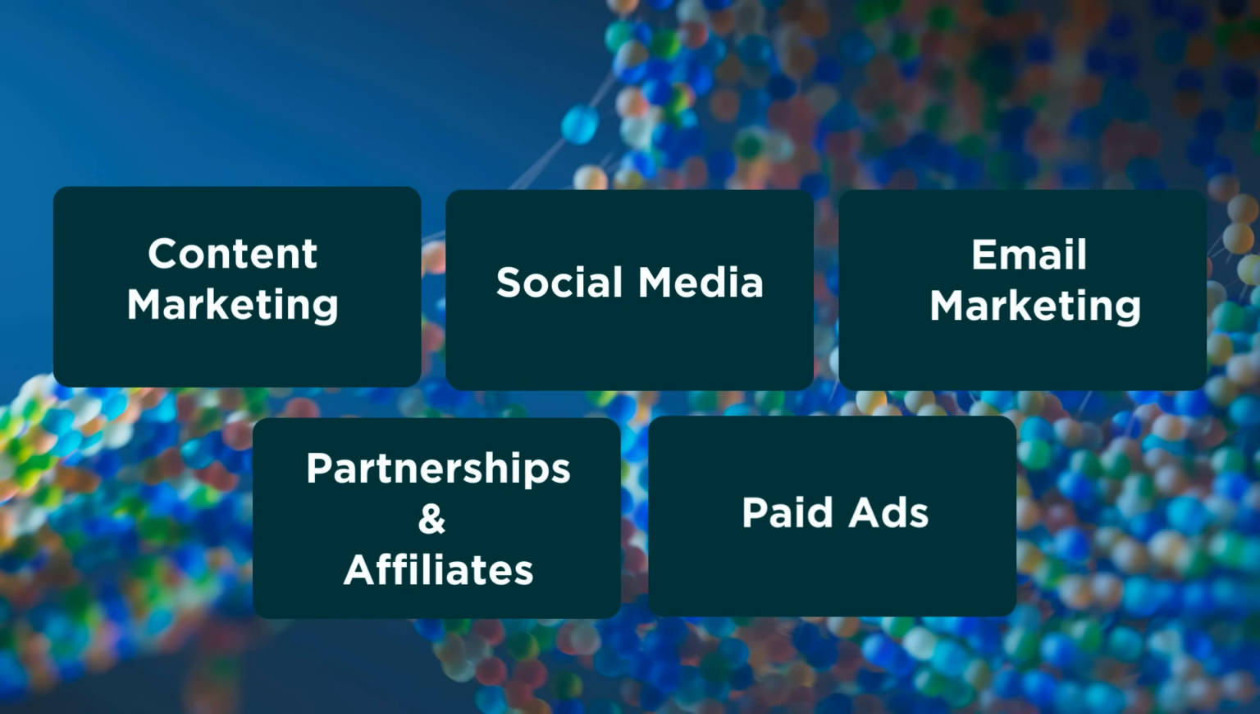Second, social media. Use Instagram, Pinterest, or Twitter to share value and direct people to your product. Pinterest is especially powerful for digital products like printables and templates. Third, email marketing. Build an email list. Offer a freebie, like a mini guide or template, in exchange for email signups, then promote your product through emails. Fourth, partnerships and affiliates. Team up with influencers or other creators who can promote your product for a commission. Paid ads. If you've got some budget, run Facebook or Instagram ads to test your product.